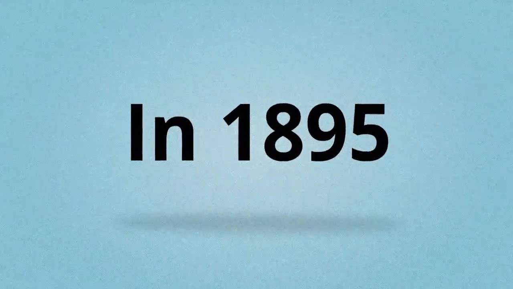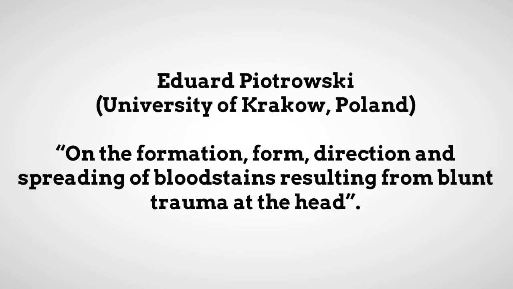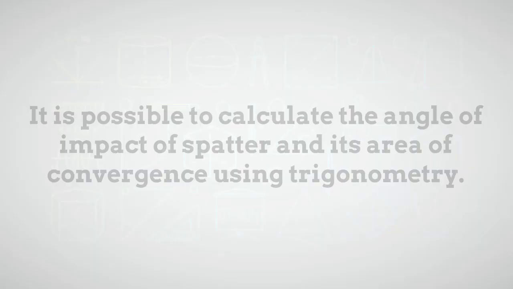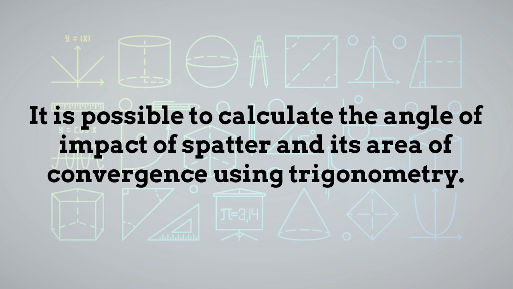Talking about the history of BPA, the first systematic study of bloodstains was in 1895 when Eduard Piotrowski published a study on the formation, form, direction, and spreading of bloodstains resulting from blunt trauma to the head. Due to further studies, it later became clear that it is possible to calculate the angle of impact of spatter and its area of convergence using trigonometry.